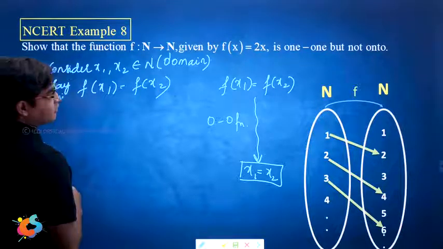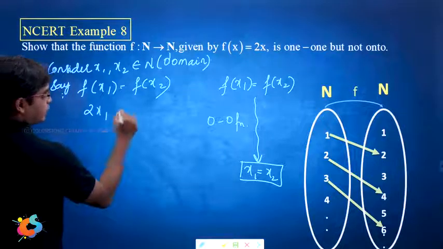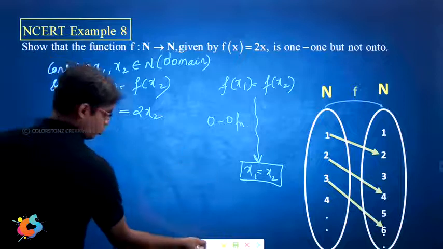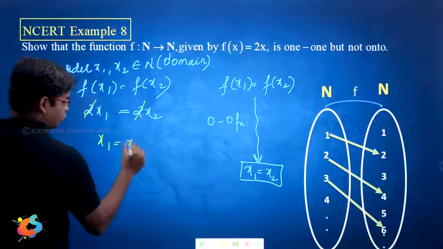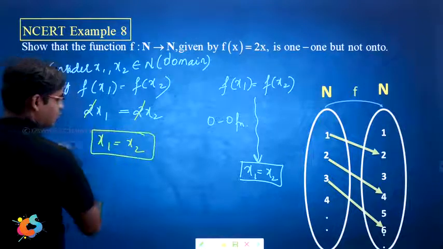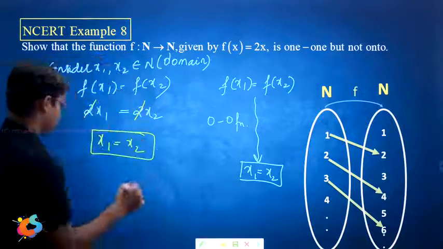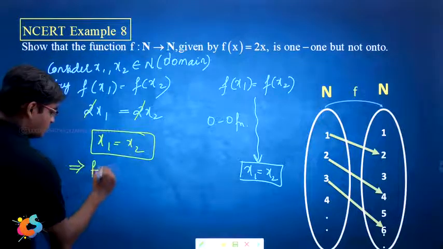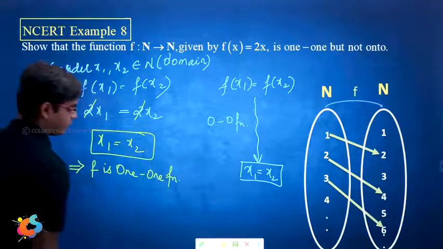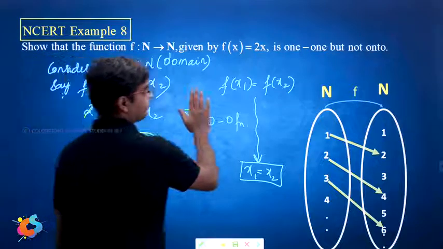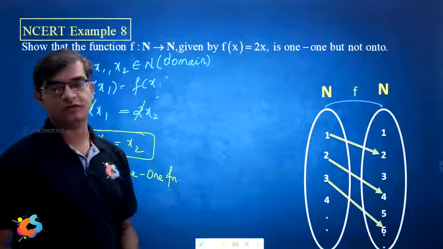Now what is our function? 2x. So therefore, f of x1 will be 2x1 and f of x2 will be 2x2. So 2 is getting cancelled and we got x1 is equal to x2. This is the only solution that we got, and that is x1 is equal to x2. So this implies f is a 1-1 function. So we have proved that f is a 1-1 function. Now we have to show that f is not an onto function.